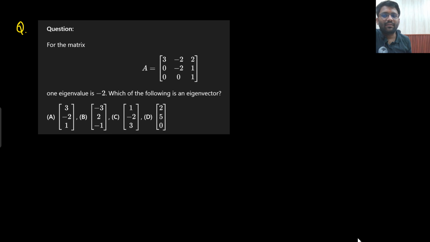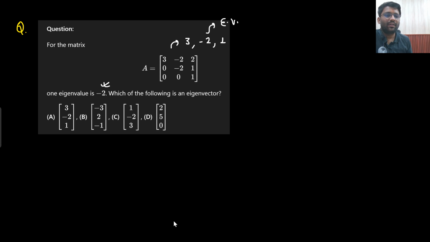The matrix is given. Basically, one of the eigenvalues is minus 2. So with respect to the minus 2 eigenvalue, which of the following is an eigenvector? For this particular matrix, what eigenvalues are there? You can see that it is an upper triangular matrix. So the eigenvalues will be 3, minus 2 and 1. So with respect to minus 2, what is your eigenvector? This is what they are asking.